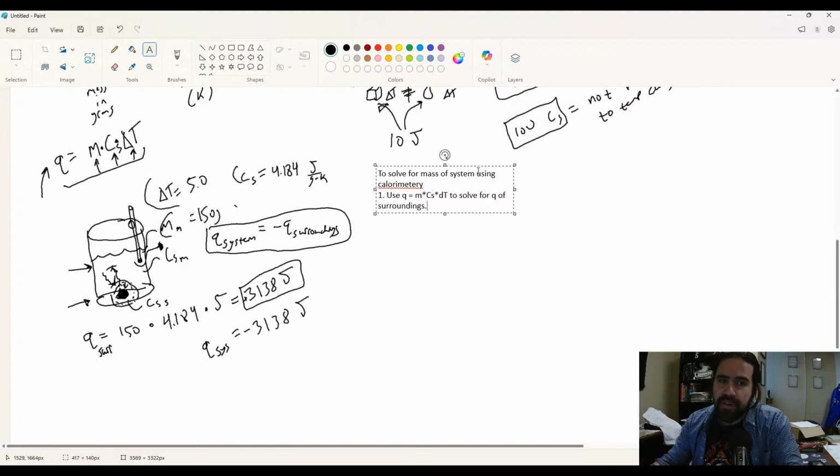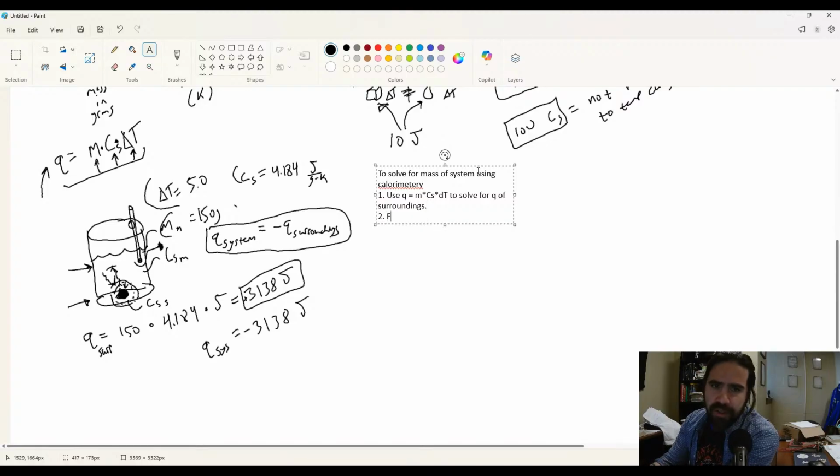The thing that trips folks up here is they will inevitably take mass of the system or specific heat of the system or change of temperature of the system and try and plug it into this first one. The first step is super important because you're trying to figure out the change of enthalpy for the surroundings first. So what's the mass of the water? What's the specific heat of the water? What's the change of temperature of the water? So use this first one to solve for Q surroundings, right?